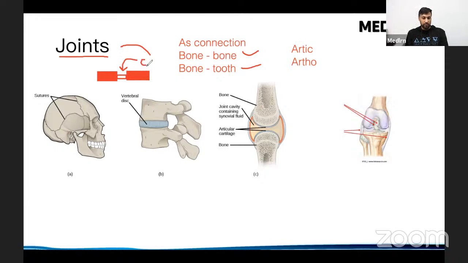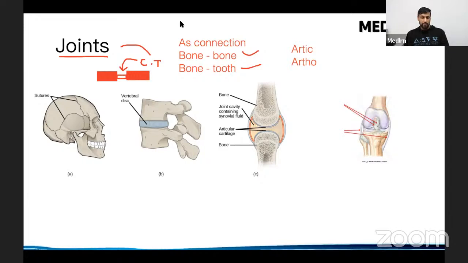That might be connective tissue. If you're not sure what the term connective tissue is, we're going to discuss it in depth when we talk about histology. But think of it very simply as what the term means: connective, so it's connecting things together. So I've explained what a joint is, an articulation: something that causes a connection.